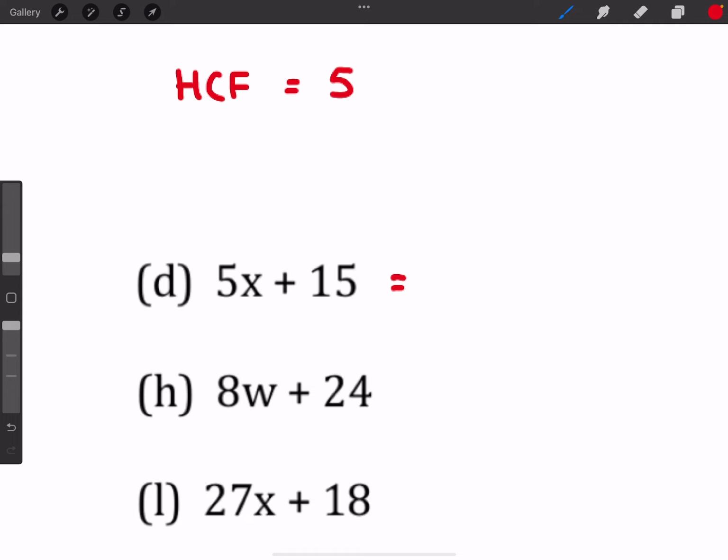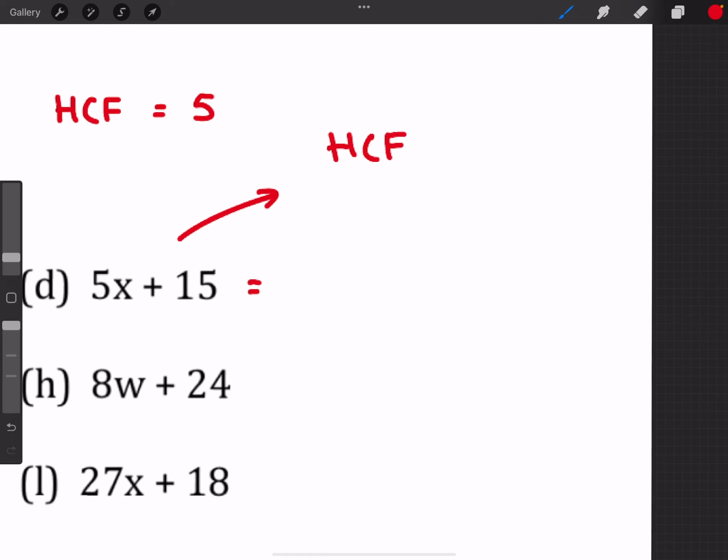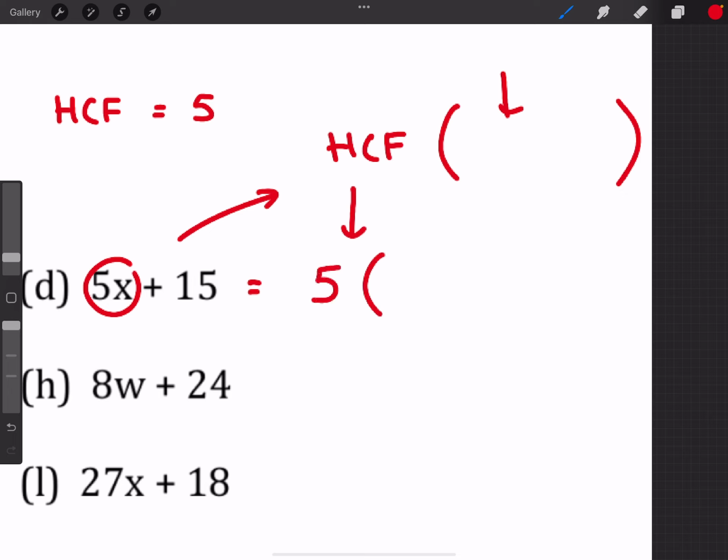So in this case, now remember, when you factorize, you put the highest common factor outside the brackets. And everything else, the stuff inside the bracket, is when you take these terms and divide it by the highest common factor. So first step is, let's put the highest common factor outside, and the highest common factor we said was 5. Now, what's inside the brackets?